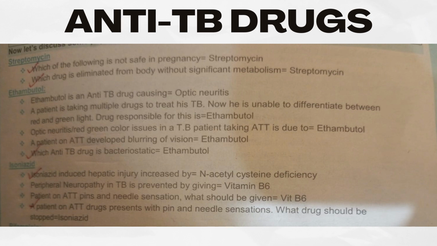About isoniazid, isoniazid induces hepatic injury, and hepatic injury is going to be increased by N-acetylcysteine deficiency. The peripheral neuropathy in TB is prevented by giving vitamin B6. Patient on ATT has pins and needles sensation. What should be given? Vitamin B6.